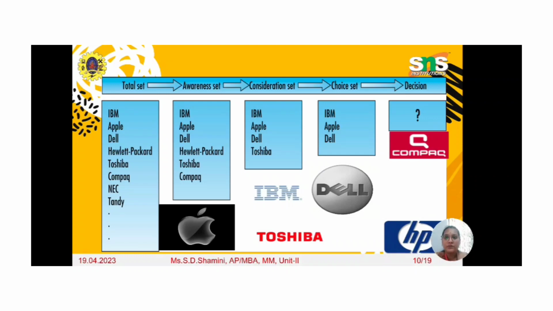Here, from the awareness set, I select a very few companies which are familiar to me, affordable to me, and which meet my expectation. From this consideration set, I'll choose the top 3, 4 or 5. Based on my requirement, my expectation, my financial budgeting, everything, I'll finally select one company on my own decision, and that decision depends on the consumer.